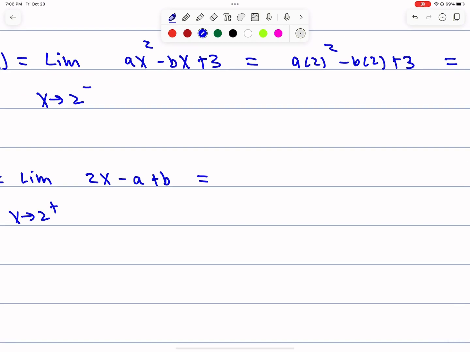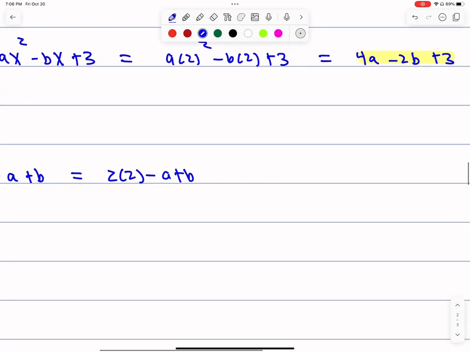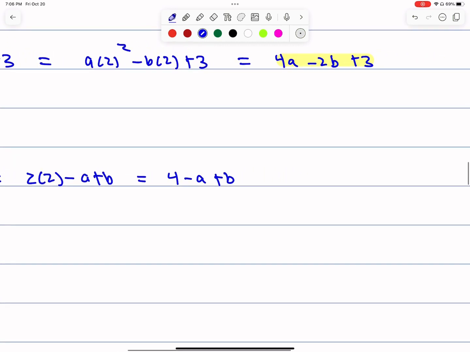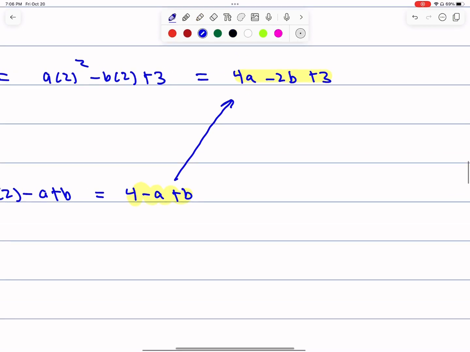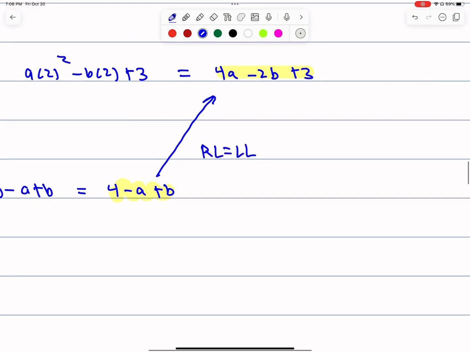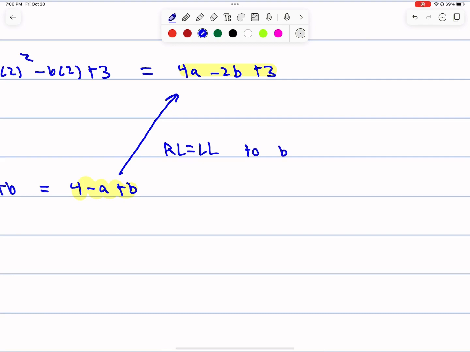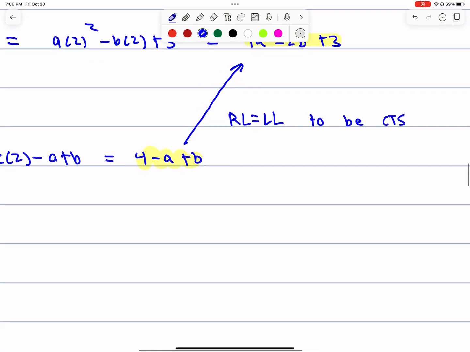Once again, there are no restrictions, so you can just immediately evaluate the function as shown. So 2 times 2 minus a plus b, which is 4 minus a plus b. And once again, you have another important piece to your puzzle, I guess. So once again, you have to remember for the function to be continuous at all points, the right-hand limit must equal the left-hand limit to be continuous, of course.